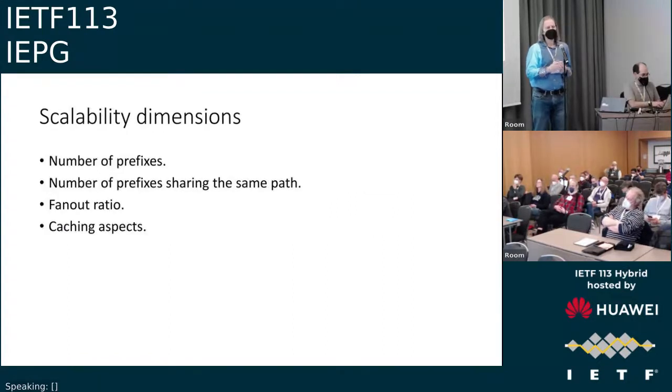If we try to characterize the scalability parameters for that, there are multiple dimensions which are relevant in real deployments. So the amount of prefixes and the distribution of prefixes to the AS paths, and there's space where things can be optimized here.